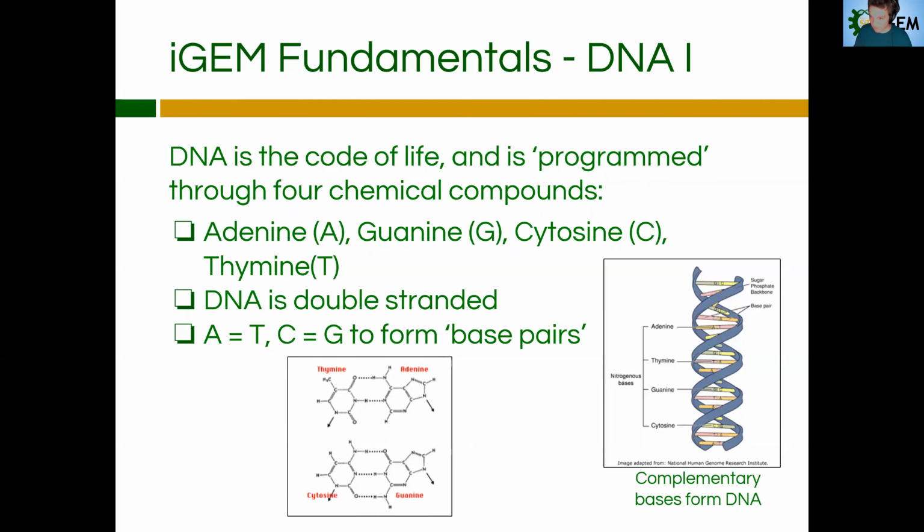Which brings me to DNA. Within these videos, I'm going to be covering the fundamental concepts of what DNA is, and further on, what proteins are and how to work with them. In this first video, I'm going to be covering DNA, RNA, I think, translation, and transcription. So DNA, just for recap, is the code of life and is programmed through chemical compounds. These chemical compounds are adenine, which is symbolized A, guanine G, cytosine C, and thymine T.